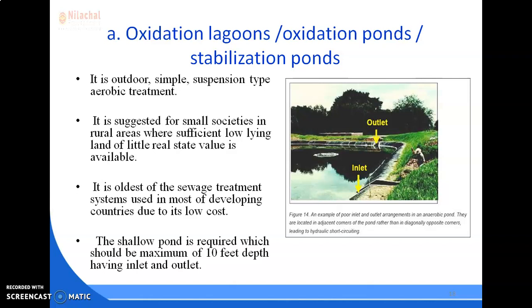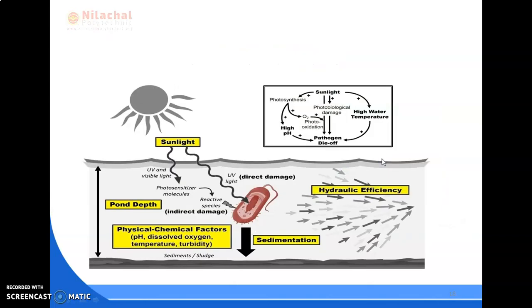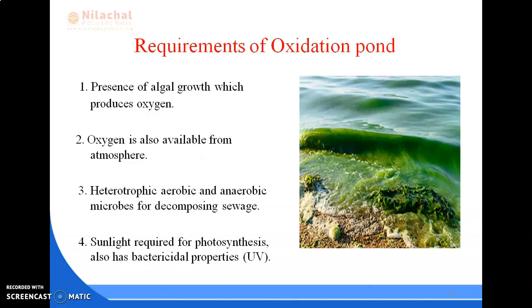A shallow pond is required, which should be a maximum of 10 feet depth, having an inlet and an outlet. As shown in this figure, this is the inlet of this artificial pond, this is the oxidation pond, and this is the outlet. This figure shows the total oxidation process of an oxidation pond.